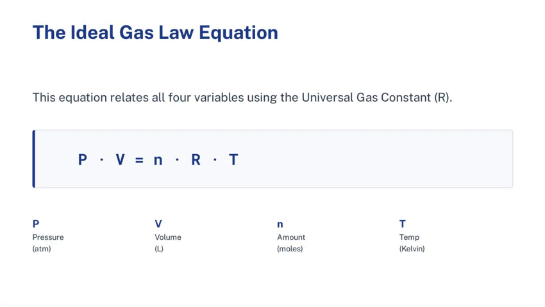Okay, the ideal gas law equation is P times V equals N times R times T. P is pressure, V is volume, N is amount, T is temperature, and R is the universal gas constant.